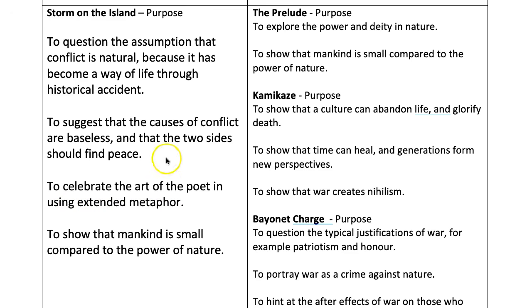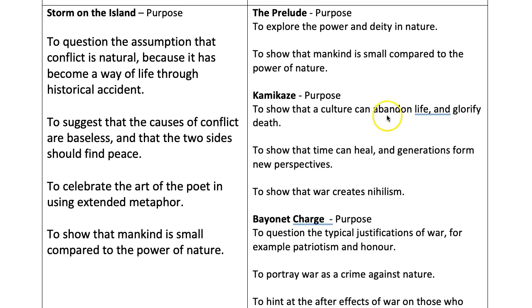So all the weather in this poem is linked entirely to the language of war and violence. It's a kind of motif, a metaphor that runs throughout the poem. And also it shows that mankind is small compared to the power of nature. Well, let's have a look at how that compares with Kamikaze.